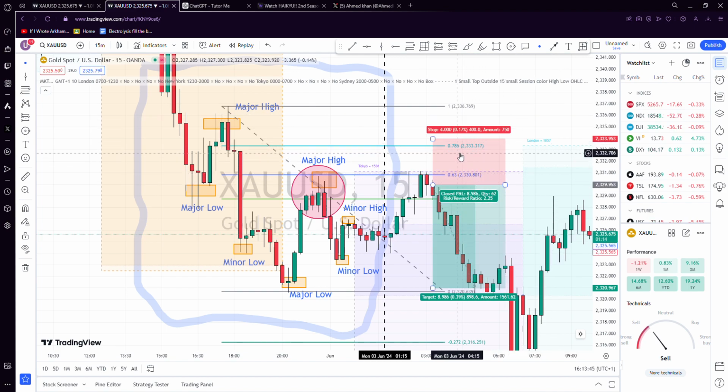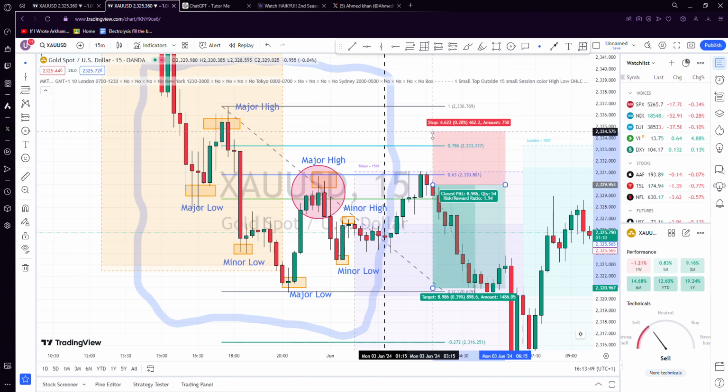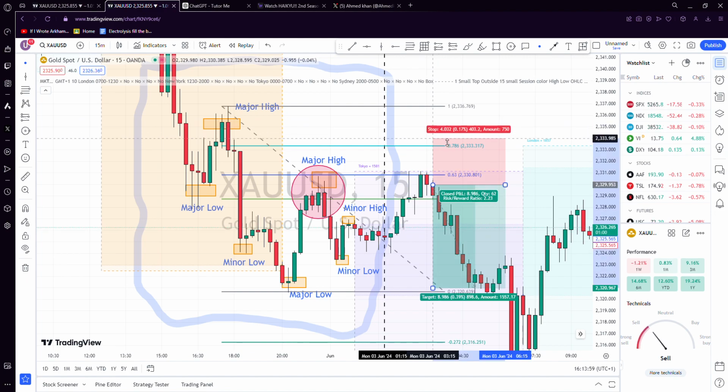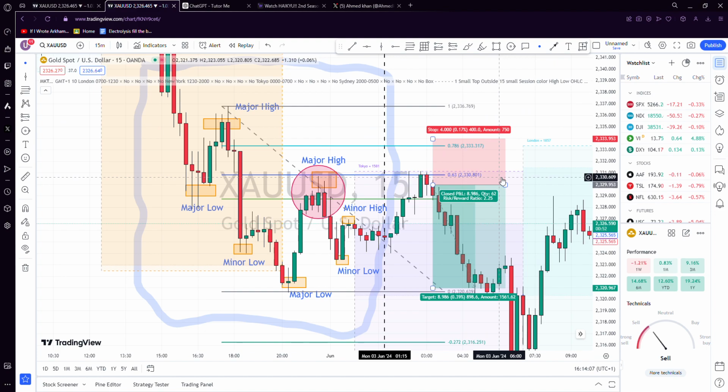Like here, look, that's 40. If I do 50 for this trade, that's a bit big. I don't need that big. 40 is alright. It doesn't look too small, not too big either.